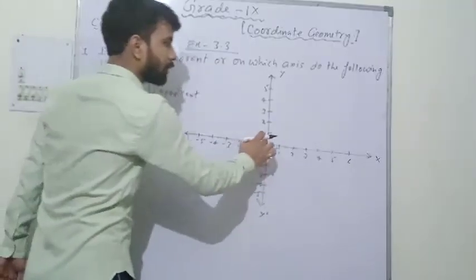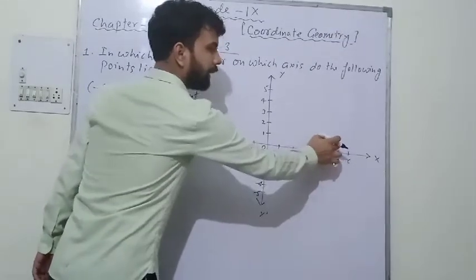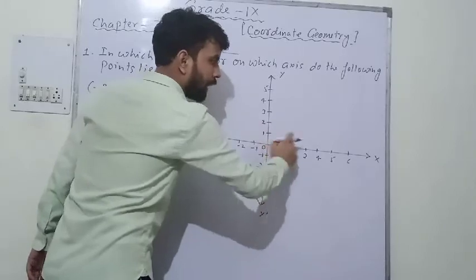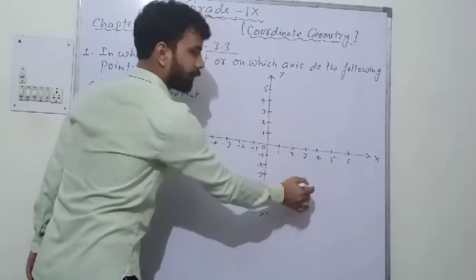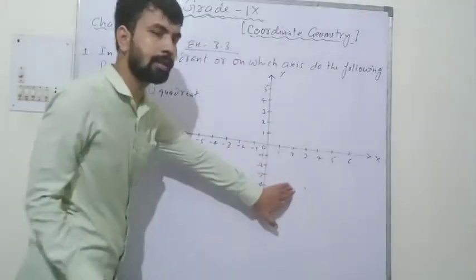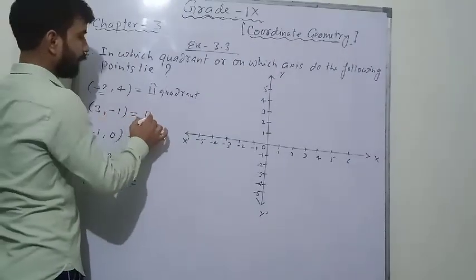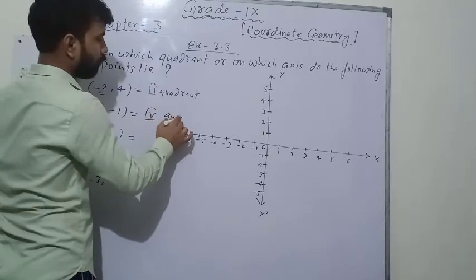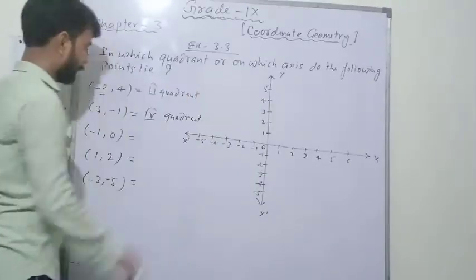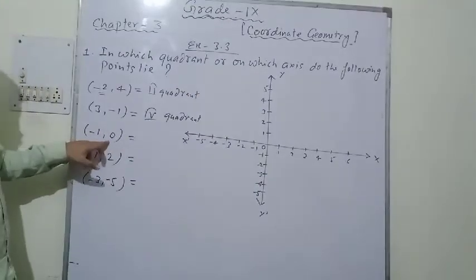See, x is positive and y is negative. So where is x positive? X positive is here. Y negative is here. So x positive, y negative. Which quadrant? This quadrant. And this is known as the fourth quadrant. So this point will lie in the fourth quadrant.